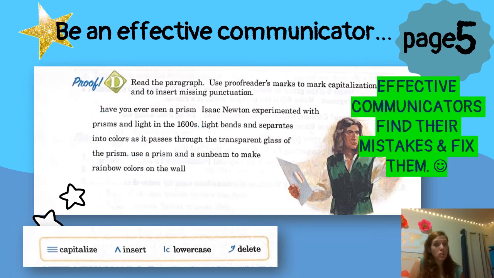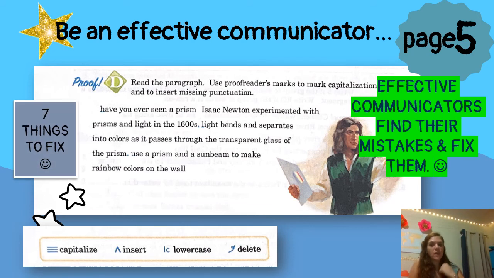Okay, so there's your proofreading marks down there. You only need the capitalization and the insert one, really. You need to find 7 things to fix in this paragraph. I'm going to read it. You find the things to fix. So there's going to be some parts that need a capital letter. There's going to be some parts where you have to insert the punto. Okay, there's 7 things. So 7 things that either need a mayúscula or a punto you have to insert.